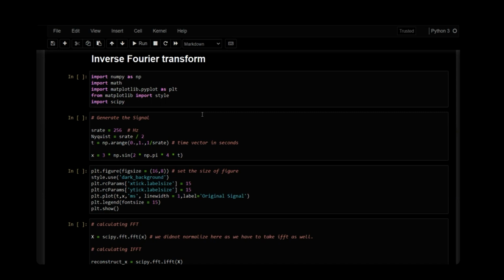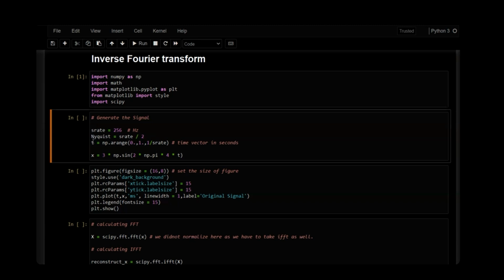So what will we do in this lecture? We will generate a signal, then we will take the Fourier transform of that signal. And then after taking the Fourier transform, the final step will be to take the inverse Fourier transform, and we will see whether we are successfully recovering our signal or not. So let us start this lecture. First of all, we have to import all the necessary modules into our Python environment. So let us run this cell.